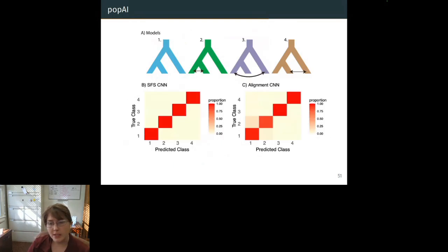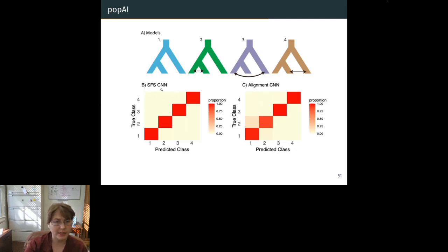We've done some simulation studies to assess how well PopEye works. So I'm just going to show you results from this simple simulation study here. Here we started with 4 models. We have a 3-population model, and we have the presence or absence of gene flow between pairs of populations.